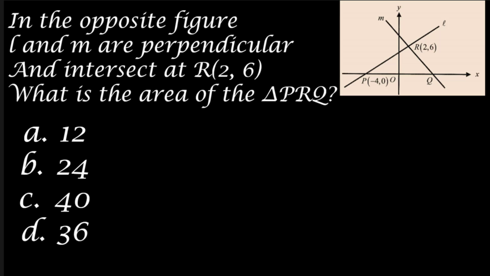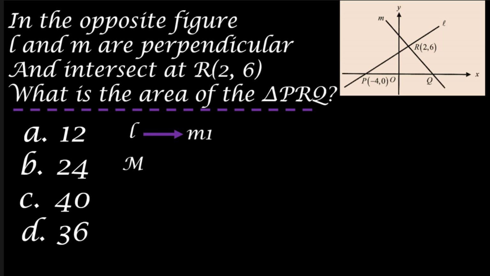PRQ? To find the area of this triangle, we just find half length times height, or half base times height. So we have L, its slope is m1.